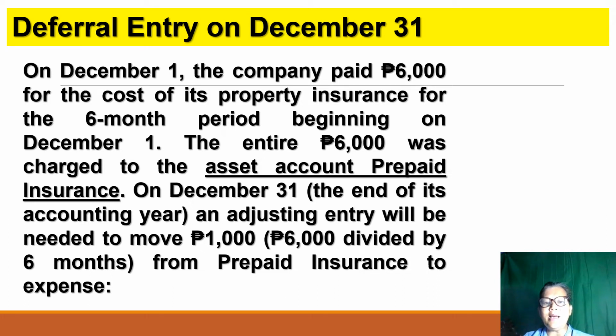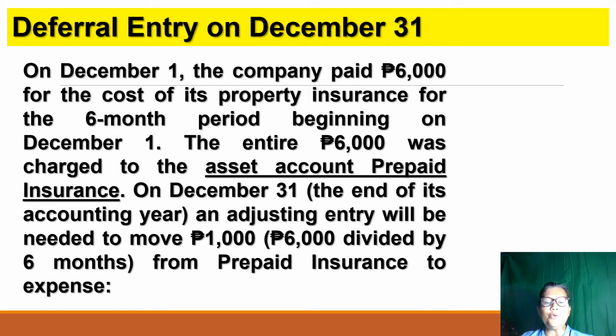So I will give you some hints in our activity. Remember that on December 1, the company paid 6,000 pesos for the cost of its property insurance for the 6-month period beginning on December 1. So that is our problem. Remember that the entire 6,000 was charged to the asset account, or prepaid insurance. So the company will be using the asset method.